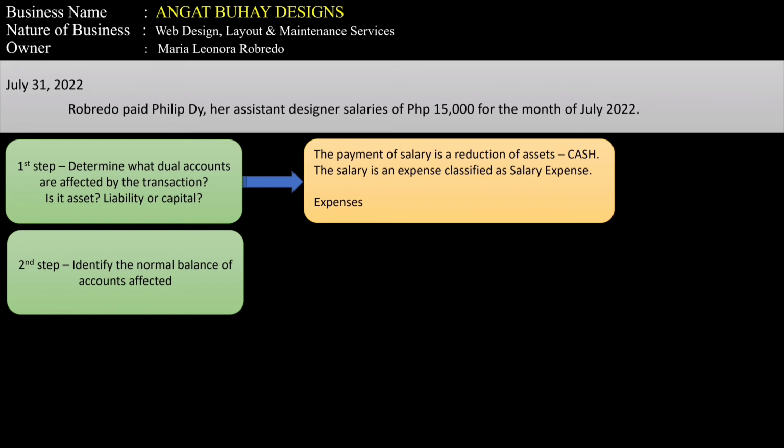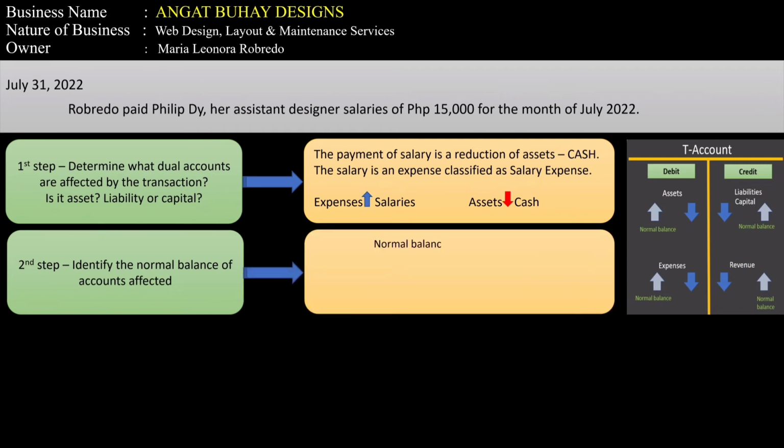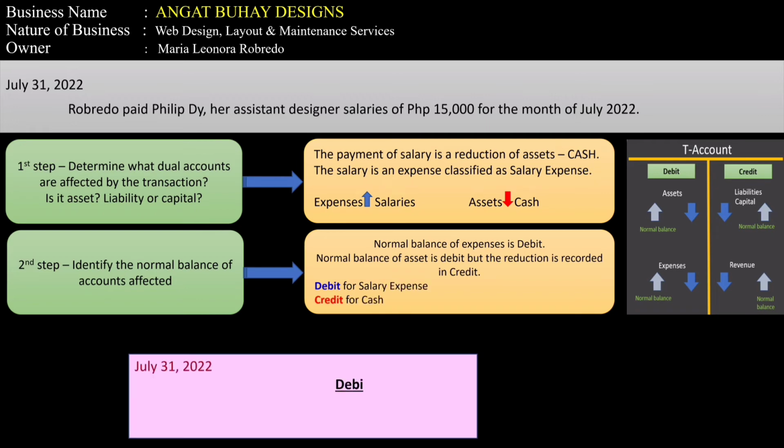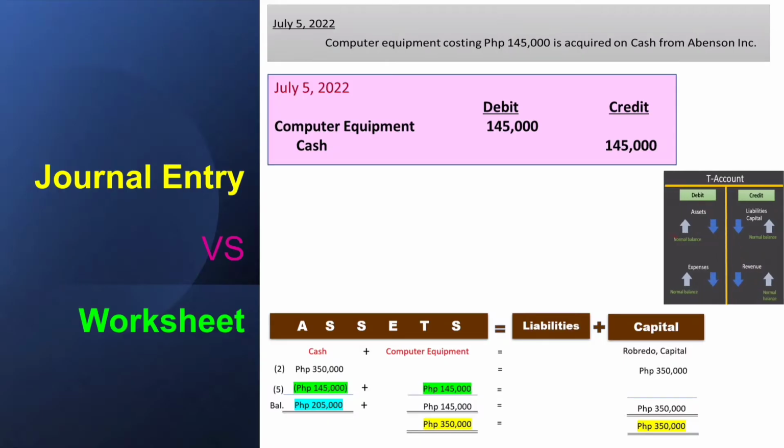So the payment of salary. So there's a reduction of asset, cash, and also an expense, salaries. What is the normal balance of expense? Normal balance of expense is debit. So we will debit salaries. What is the normal balance of asset? Normal balance of asset is debit. But in this transaction, there's a reduction because of the payment of salary. So we will credit cash of 15,000 pesos. Again, debit and credit should always be equal.